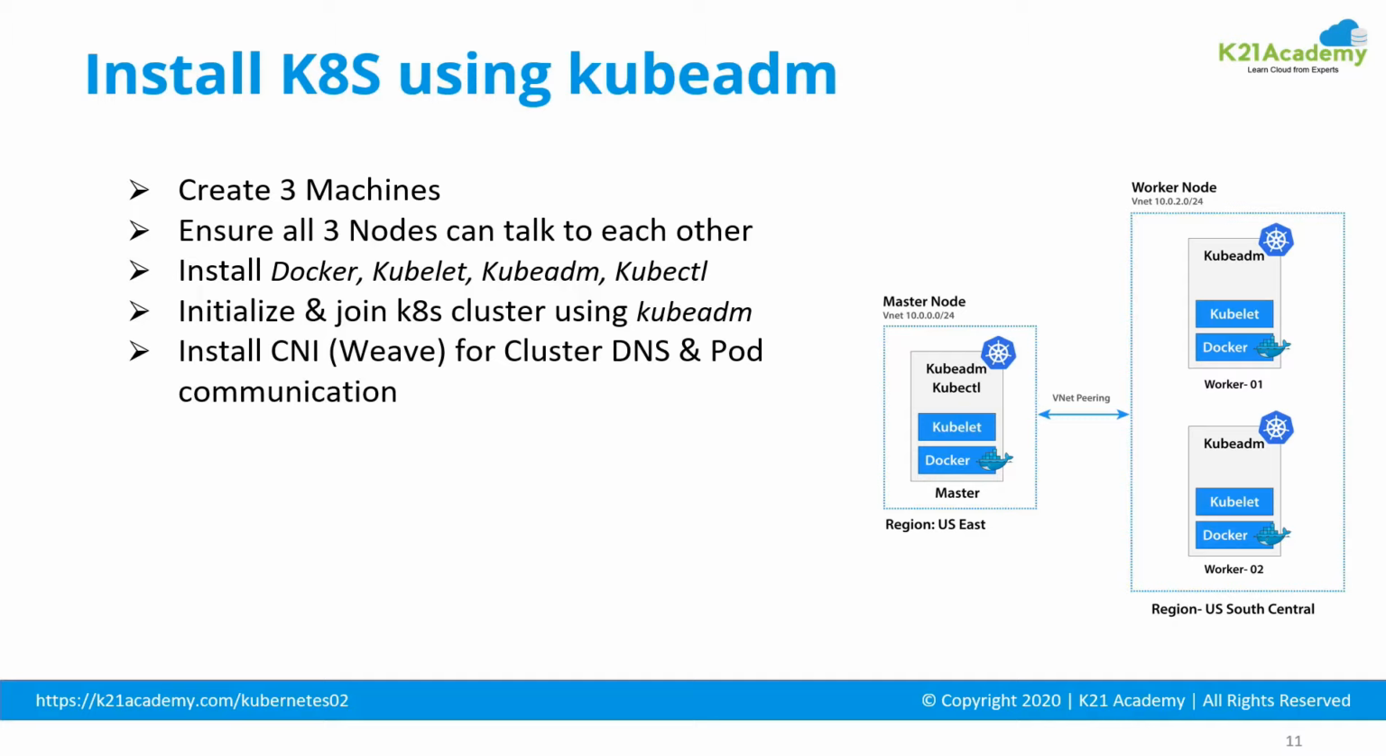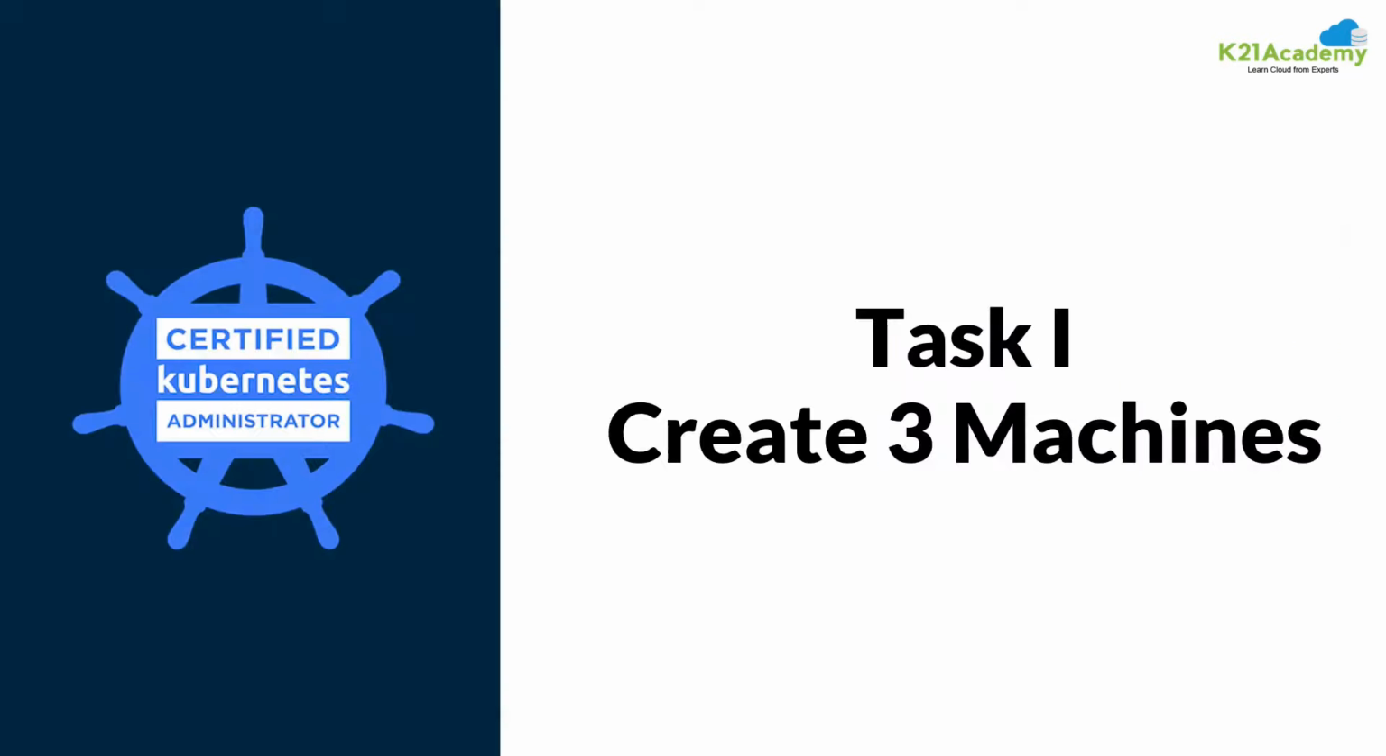The final step was we installed a network or CNI plugin of type Weave so that my cluster members can talk to each other, including pods communicating with each other, including the DNS configuration. And finally, we checked the status of the nodes and pods.